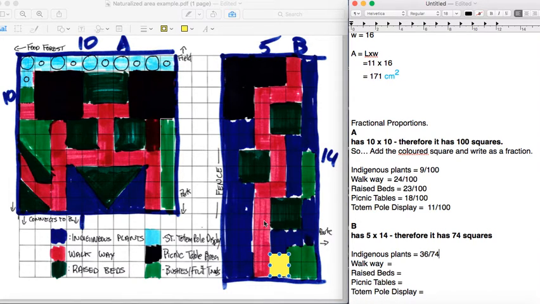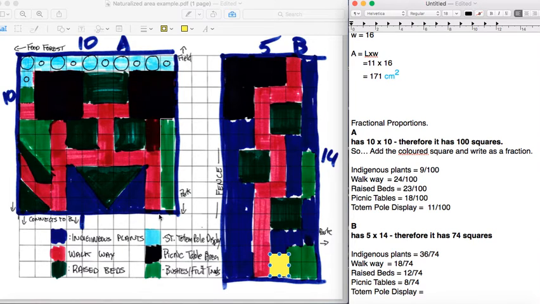Walkway, 1, 2, 3, 4, 5, 6, 7, 8, 9, 10, 11, 12, 13, 14, 15, 16, 17, 18. I get 18 out of 74. Raised beds. I've got 4, 8, 12. 12 out of 74. Picnic tables. This one's a weird one. It's actually a 4 by 2. 4 times 2 is going to be 8 out of 74. Not very much. Totem pole display. I don't have a totem pole display.